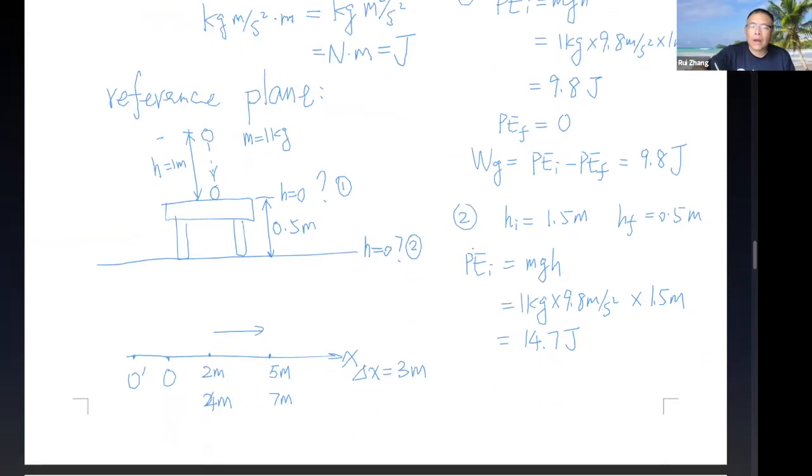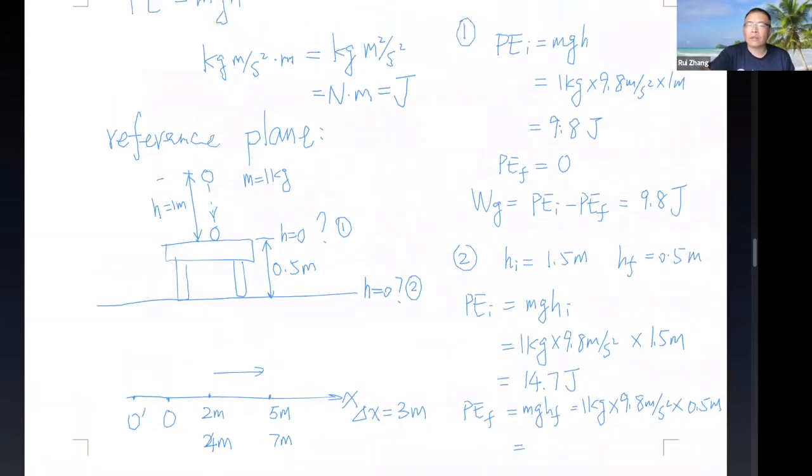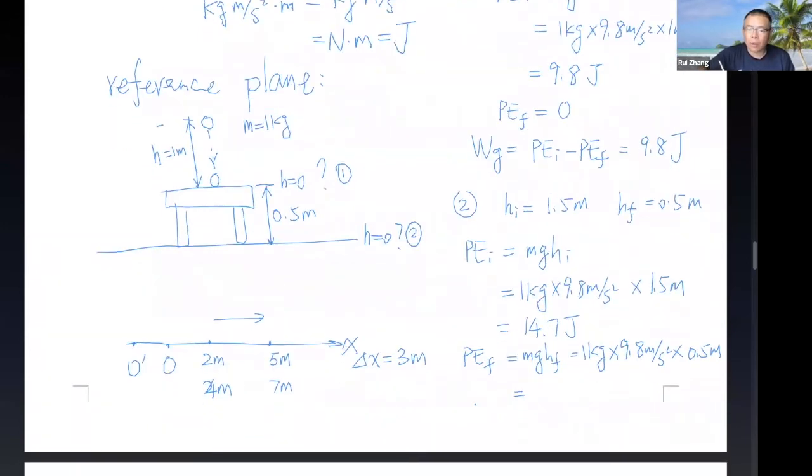Now the final potential energy, we can do the same. Let me put it here: mgh_f. So as you see, it's 1 kilogram times 9.8 meter per second squared times 0.5 meter. That's going to give you half of this, so it's going to be 4.9 joule.